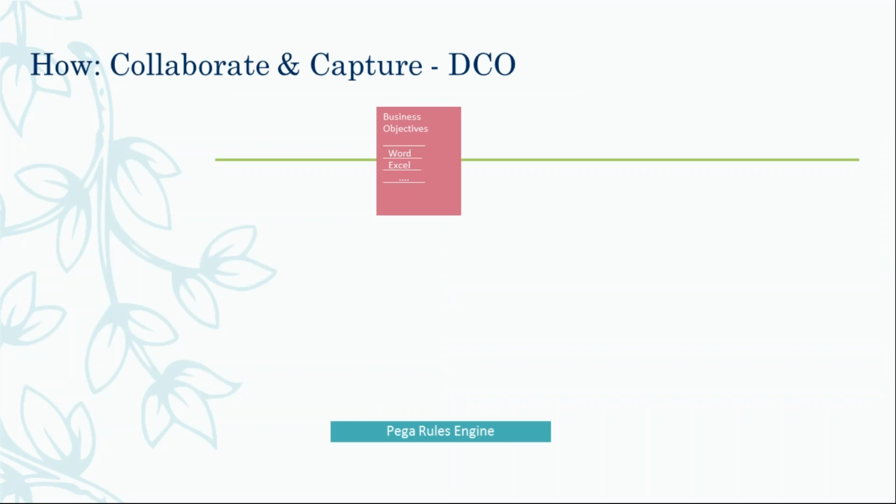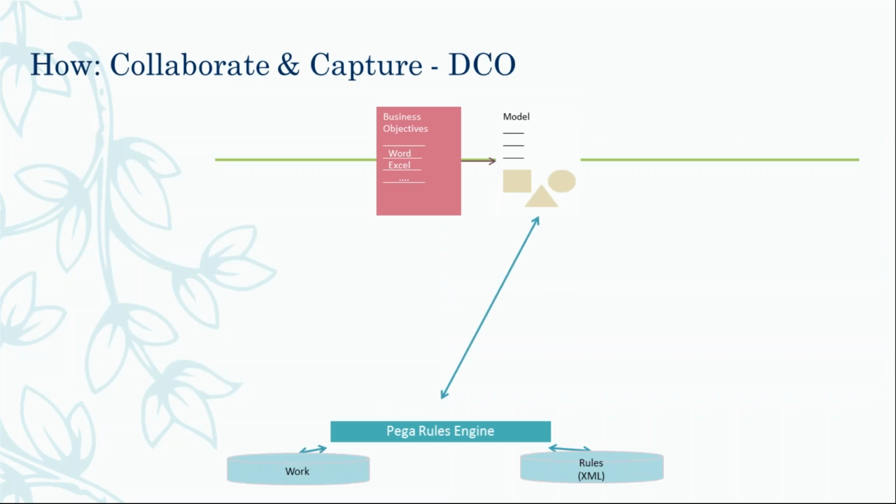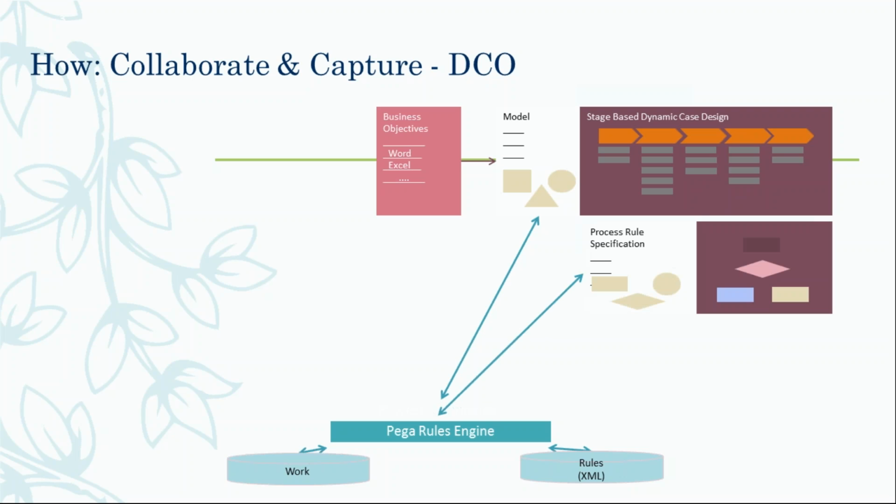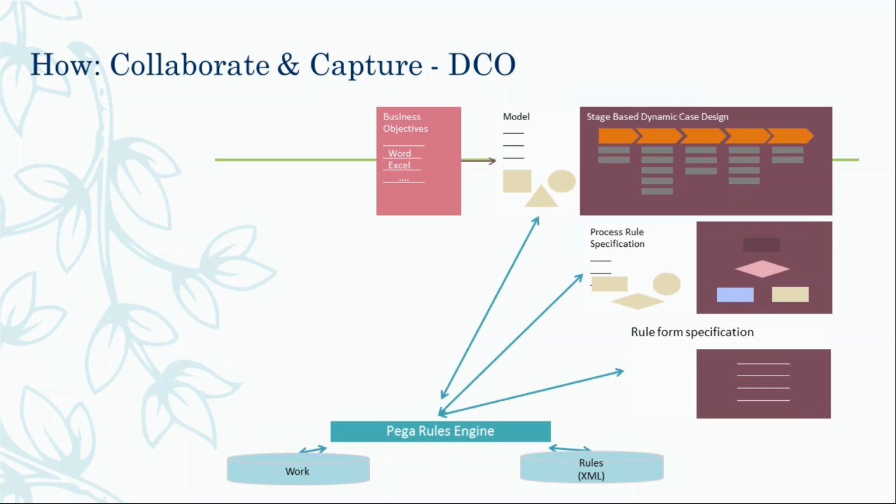So how does Pega collaborate? You start with the business objectives in a Word or Excel document, then you define the mockups. From the mockups, you design the dynamic case design, how the process will move. From that, there are some rules we need to define, such as decision logic, assignment, and UI. All the things start from that.